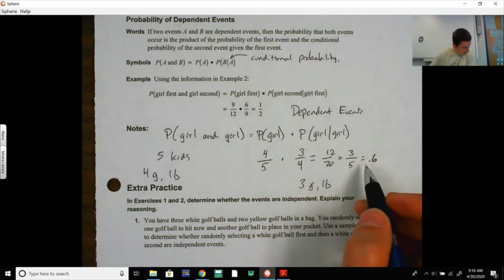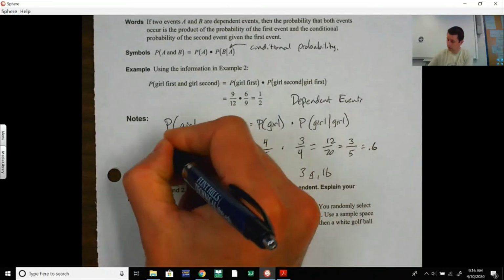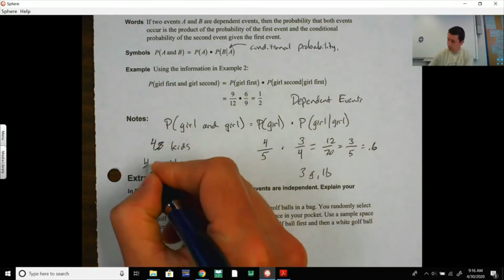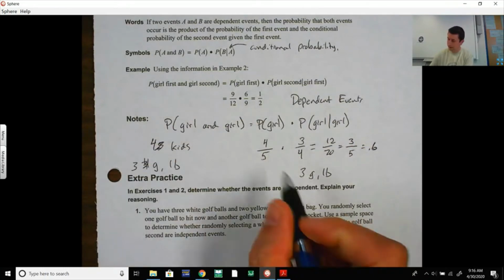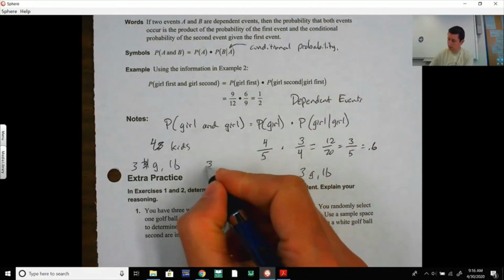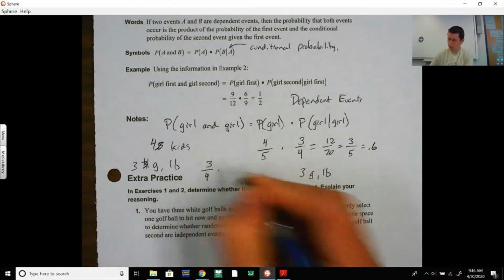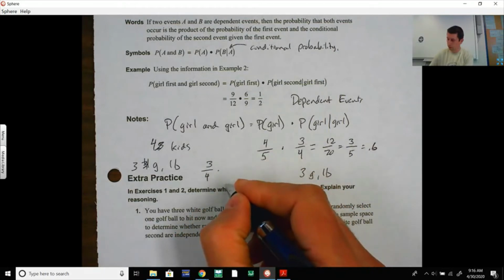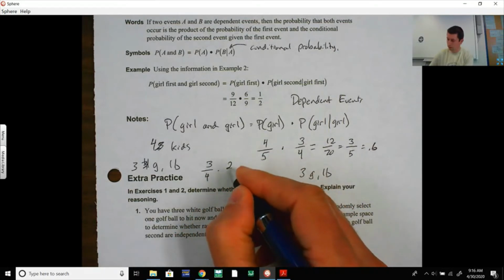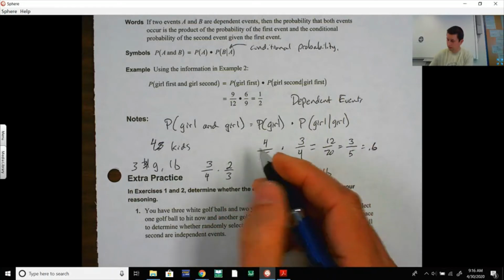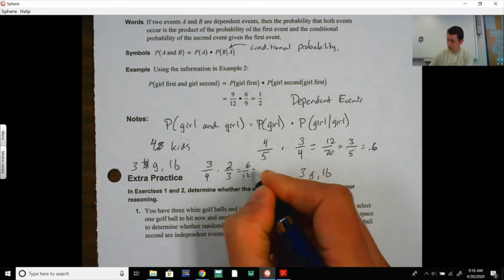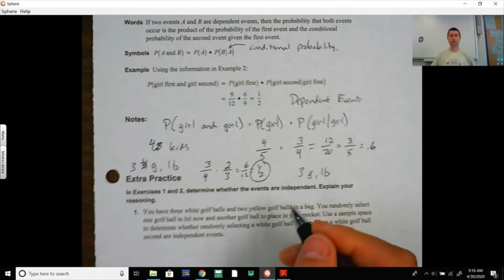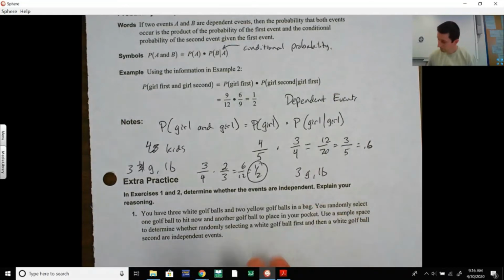There are only 3 girls to begin with. That's my problem. There are 4 kids. There are 3 girls to begin with. So if that's the case, we have 3 over 4 for the first girl. Now we lose a girl, so now we only have 2 girls and 1 boy. So we have 2 girls out of 3. So that'd be 6/12, which is the 1/2. You got to have the right numbers in there.